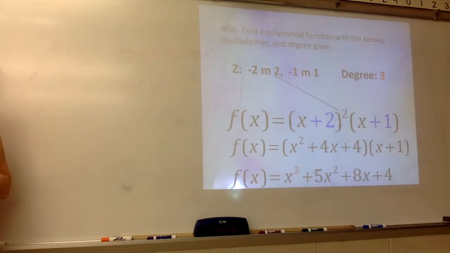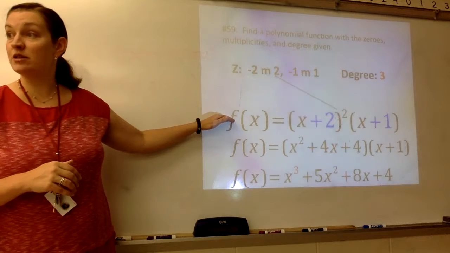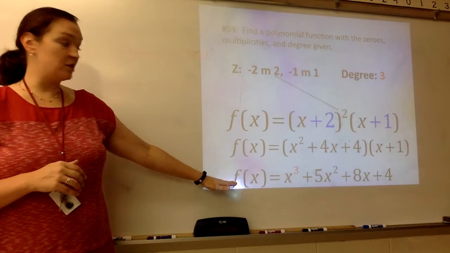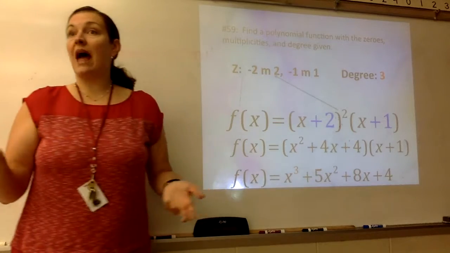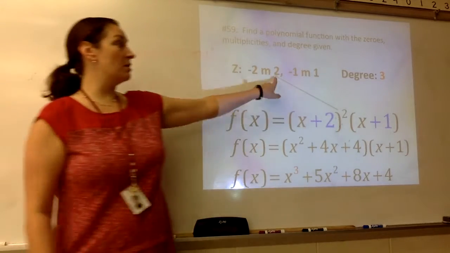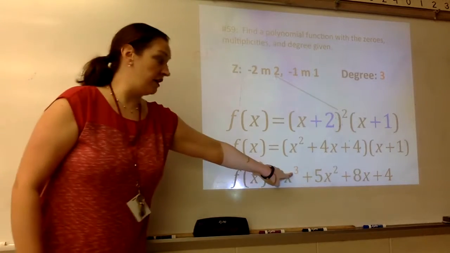Yes, sir? That degree 3, you just put it on the biggest degree you have. Well, technically what you're going to do is go through these steps first. Then when you're done, you need to ask yourself whether or not this matches. The degree should add up from the multiplicities. So this is a multiplicity of 2 and 1. That's degree 3. And that's the proof right there.